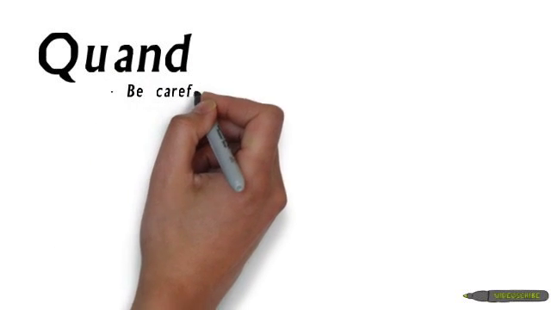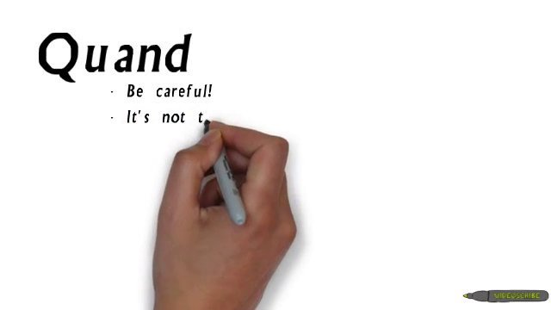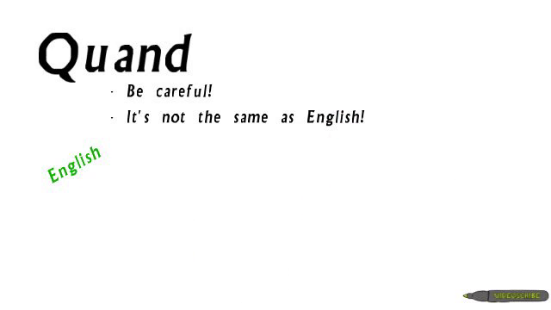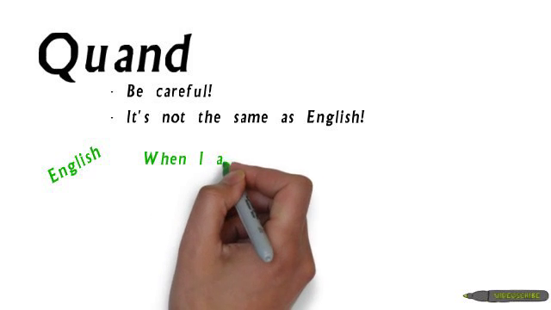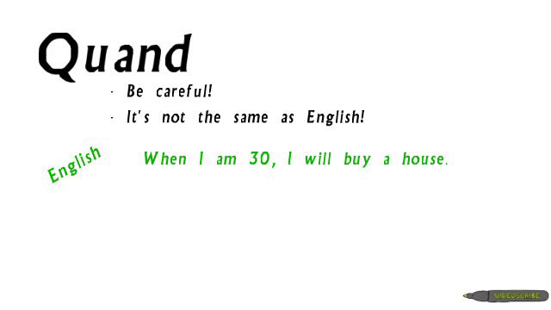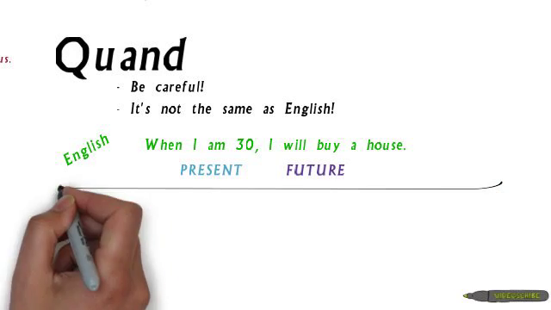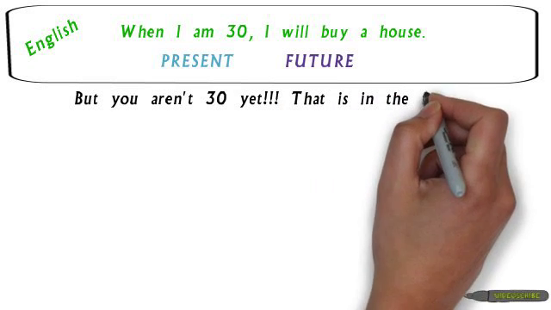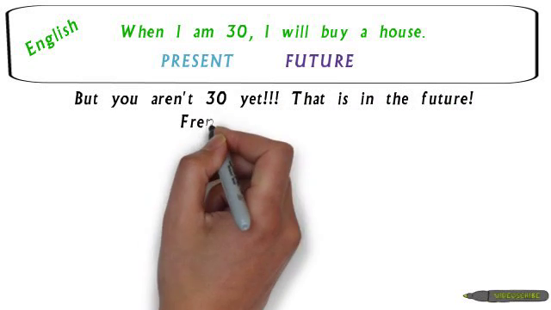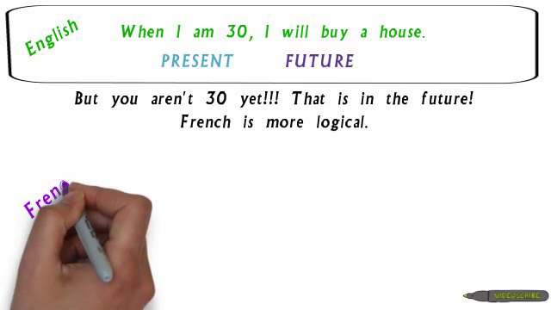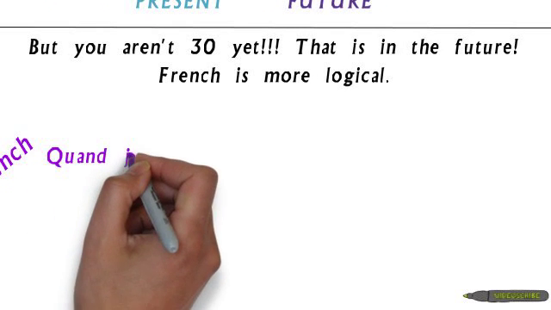Now we're going to go on to quand. And this is different. So, for example, in English, we might say something like, when I'm 30, I will buy a house. So let's pick that apart. When I am 30, that sounds like the present tense in English. I will buy a house. And that sounds like the future. French is really much more logical because you're not yet 30. That is also in the future. So in French, we don't say quand j'ai 30 ans. You say quand j'aurai 30 ans, when I will be 30. Quand j'aurai 30 ans, j'achèterai une maison.